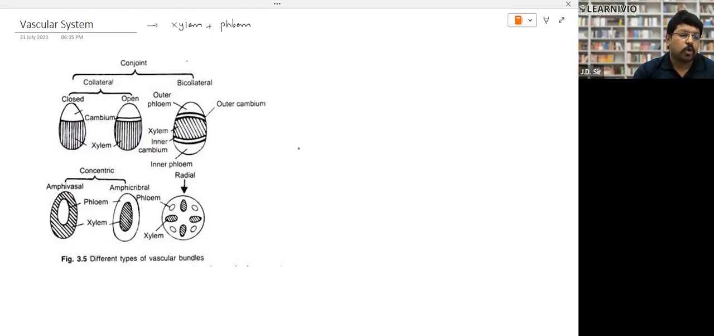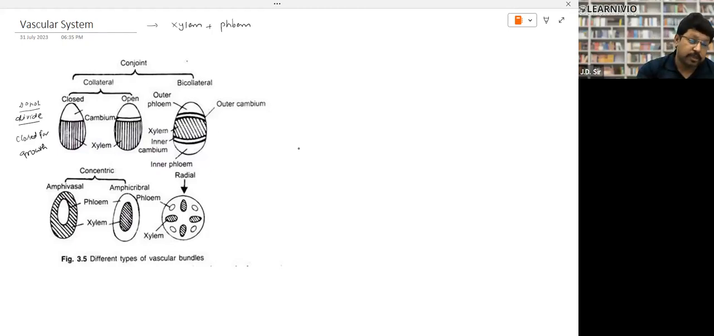What are the closed? Closed vascular bundles do not divide. When I say closed, closed means they are closed for growth. When vascular bundles are closed for growth, they are called closed. Open vascular bundles can divide and they will grow, right? That's why you can refer over here, they are open for growth, open for division.